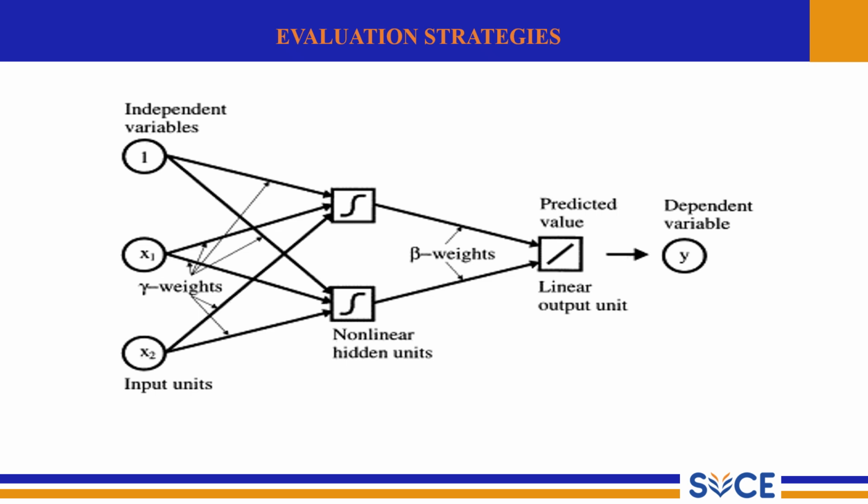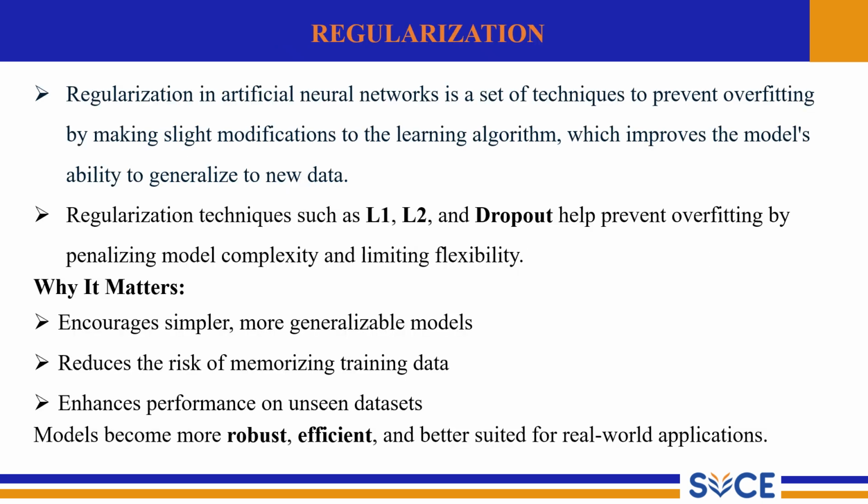So the network transforms raw input features through weighted connections and nonlinear processing to generate accurate predictions. This layered structure is what gives neural networks their power and flexibility. So this will explain how the training adjusts these weights to minimize the prediction error and improve the performance.